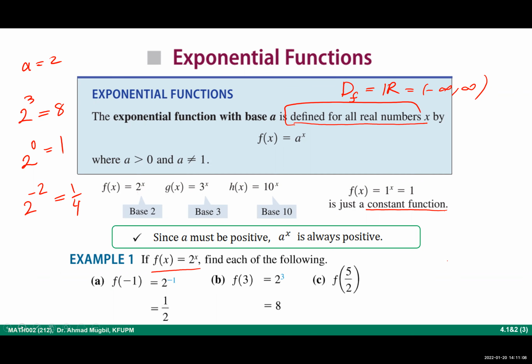Just raise 2 to the power 5/2. To simplify it, you take 2 to the power 5, which is 32, under the square root. So it is the square root of 32. The square root of 32 is the square root of 16 multiplied by 2, so it is 4 square root of 2, to simplify as much as possible.